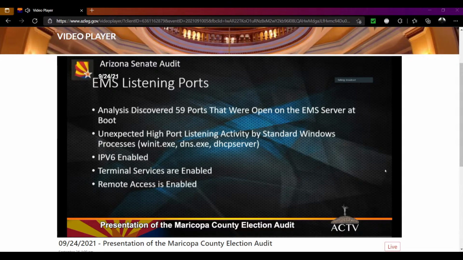So these services had dual functions with dual listening ports and things of that nature. There were ports and there were services that were enabled that allowed remote access, okay? So the RDP protocol, for example, as well as the terminal services were enabled on the EMS. Okay. Next slide.